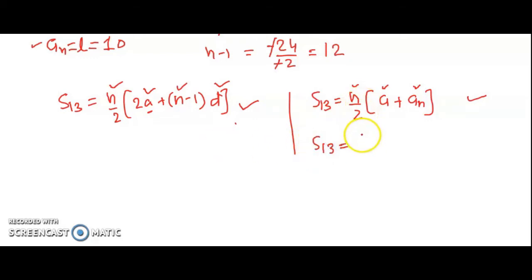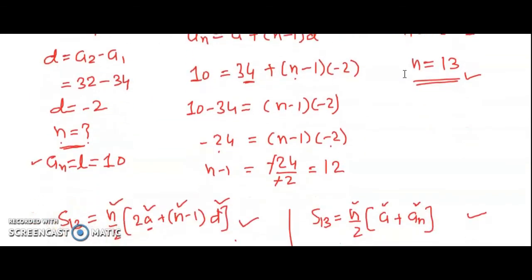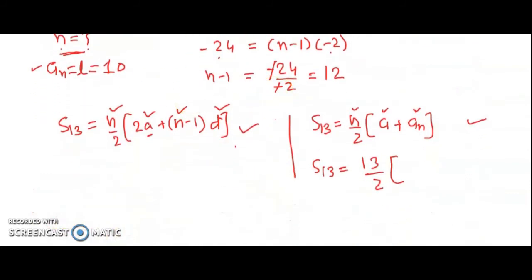Here second formula is a little simple, so we will use the second formula. Here n is 13 divided by 2. a is the first term. What is the first term of this AP? First term is 34, yes, and d is minus 2. So a is the first term, that is 34, and an is the last term, that is given here, 10.